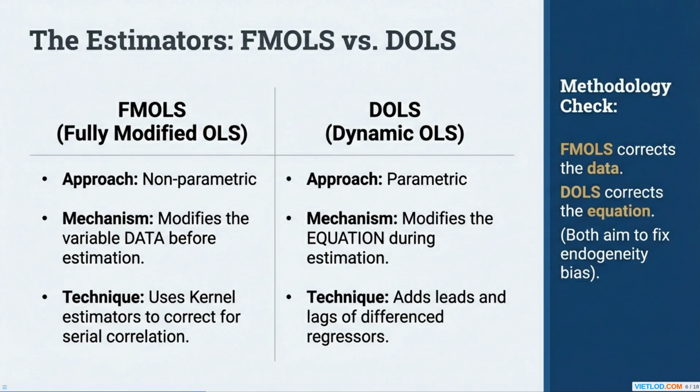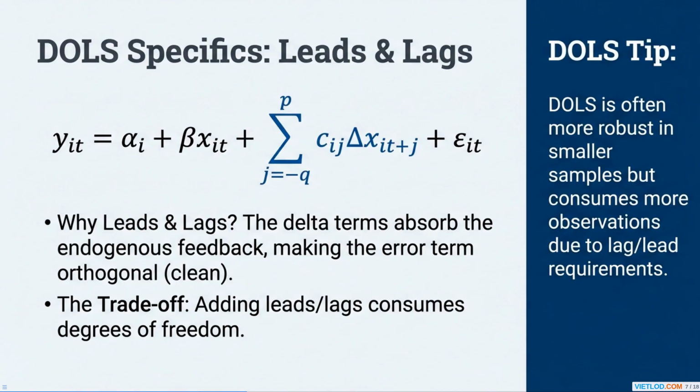FMOLS uses a non-parametric approach. It modifies the variable data before estimation, using kernel estimators to correct for serial correlation. In contrast, DOLS is a parametric approach. It modifies the regression equation during estimation, adding leads and lags of differenced regressors. To summarize, FMOLS corrects the data, while DOLS corrects the equation. Both methods are designed to fix endogeneity bias in cointegrating regressions.